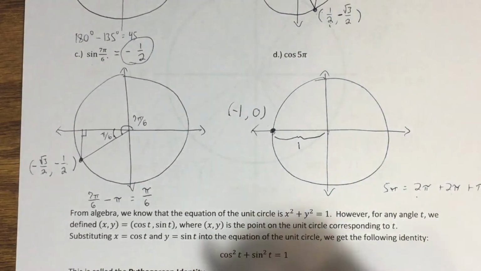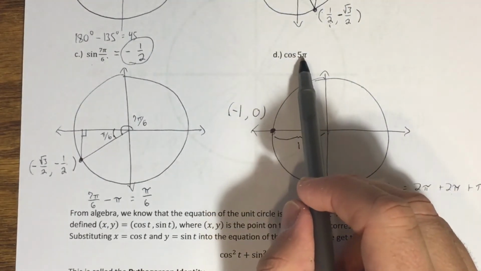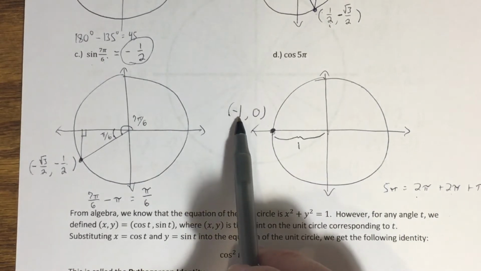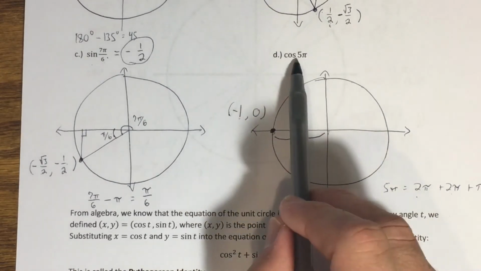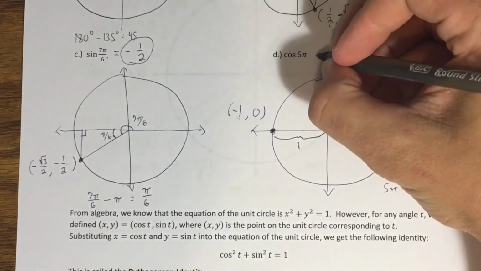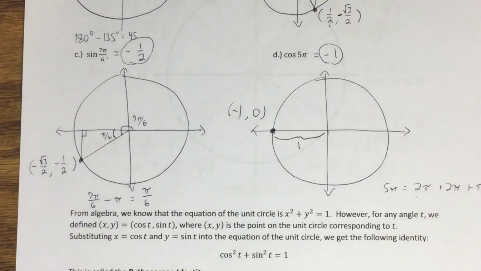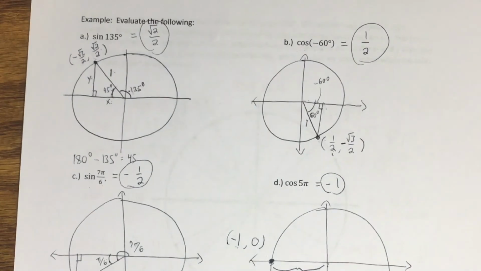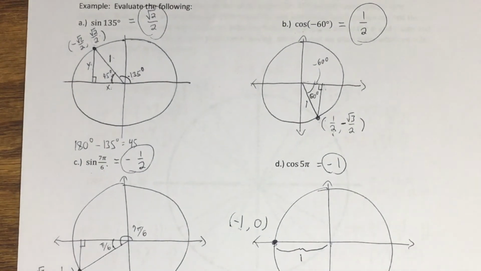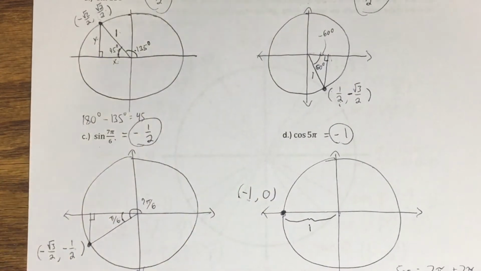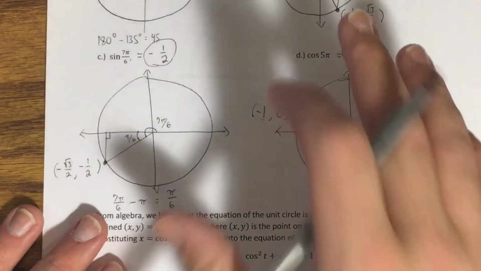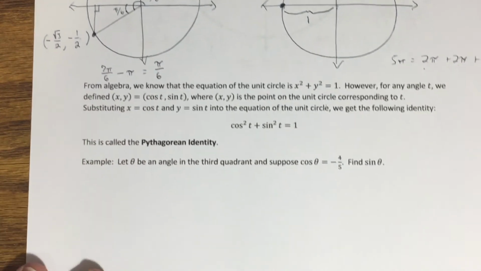So that tells me that the cosine of 5 pi, which should be equal to the x-coordinate of the point determined by that angle right here, would be -1. Okay? For examples, we could do lots and lots more, and you will in the homework. It's important practice. But we'll return to this idea in a moment.